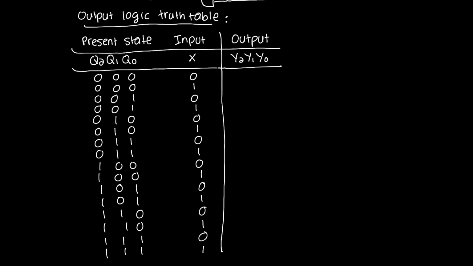And what each of these means in this example, what they correspond to is over here. I'm looking at present state 0, 0, 0, and I have 2 possibilities in present state 0, 0, 0: the possibility that X is 0 and the possibility that X is 1.